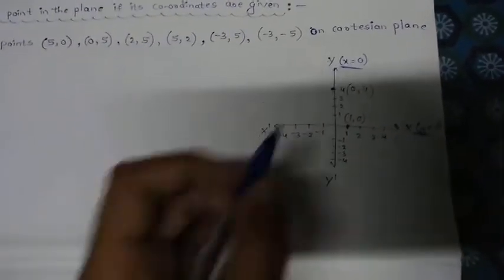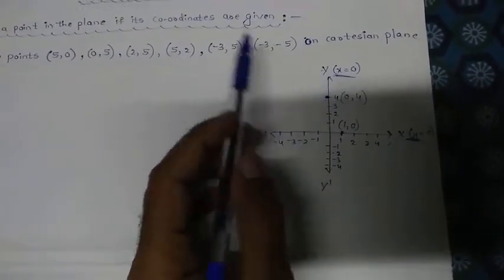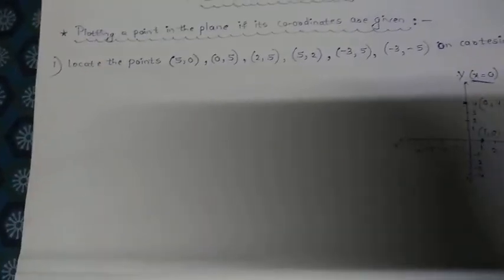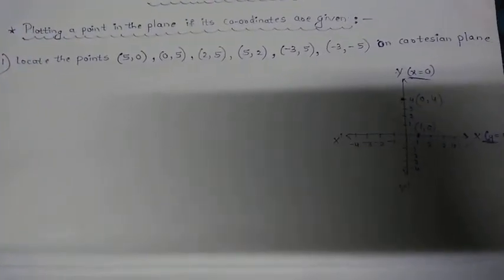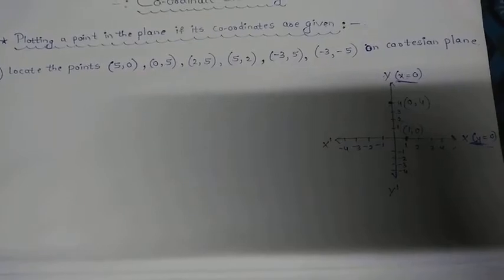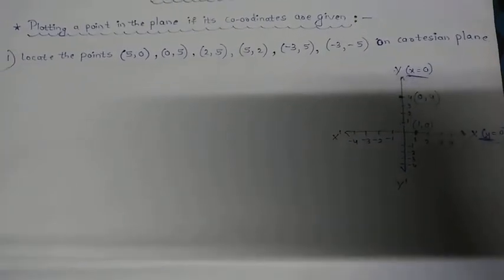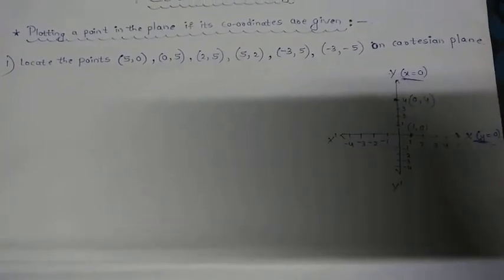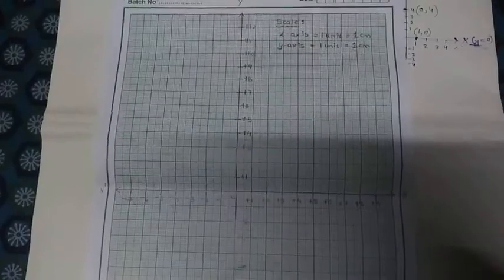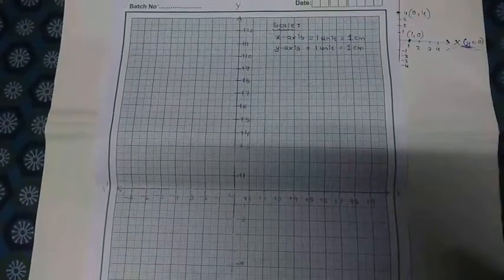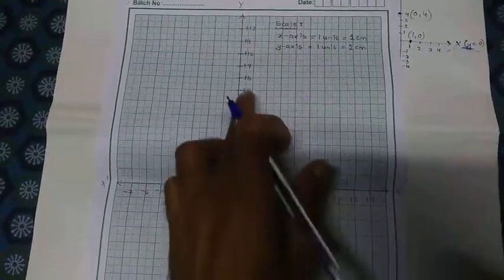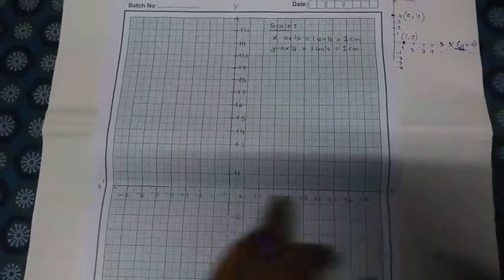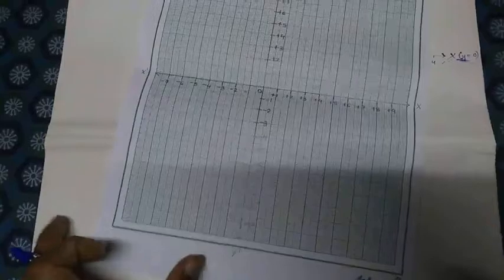On the basis of this we will be plotting the given points, that is, locate the points (5, 0), (0, 5), (2, 5), (5, 2), (-3, 5) and (-3, -5) on the Cartesian plane. So be ready with your graph papers now. Now we are here with the graph paper. Just draw two number lines, the vertical number line and the horizontal number line. Name the horizontal one x dash and the vertical one y dash.